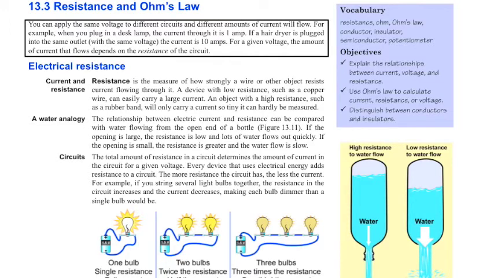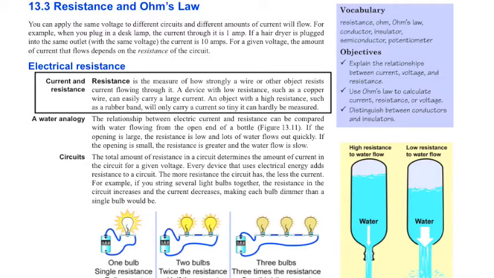You can apply the same voltage to different circuits and different amounts of current will flow. For example, when you plug in a desk lamp, the current through it is 1 amp. If a hairdryer is plugged into the same outlet with the same voltage, the current is 10 amps. For a given voltage, the amount of current that flows depends on the resistance of the circuit.